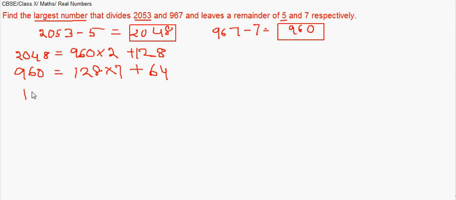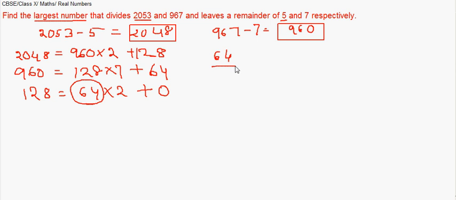Now 128 is 64 into 2. Now here I'm getting a remainder 0. So the HCF of these two numbers becomes 64. That means 64 is the number which divides 2053 and 967 and leaves a remainder of 5 and 7 in respective cases. This can be another application.